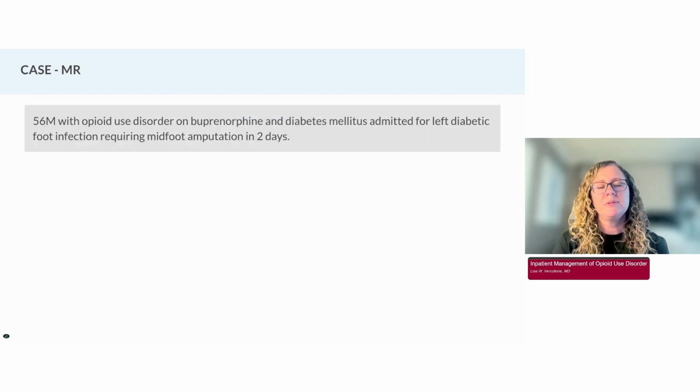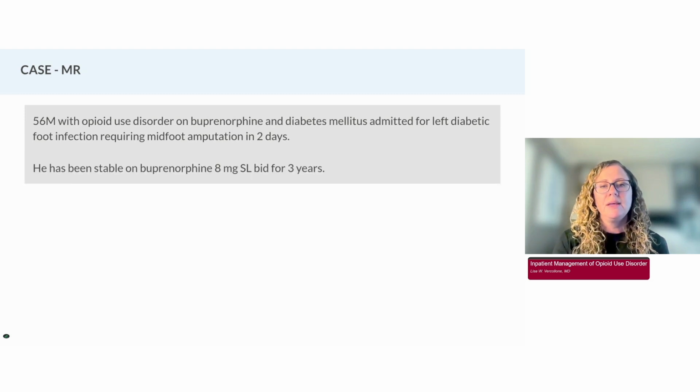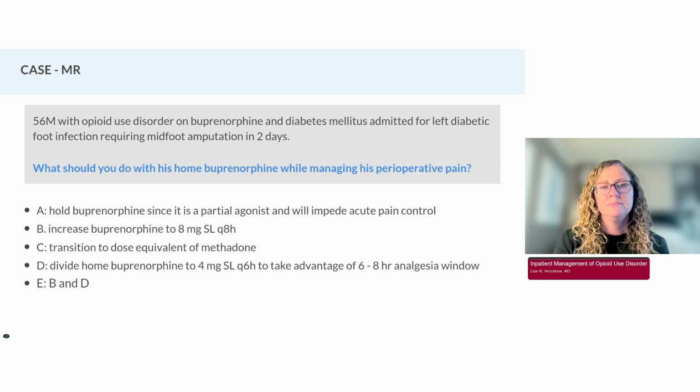Okay, so let's move on to another case. We have a 56-year-old man, opioid use disorder, on buprenorphine, has diabetes, admitted for a left diabetic foot infection, and is going to require amputation in a couple of days. He's been stable on buprenorphine, 8 milligrams sublingual BID for the past 3 years. So what should we do with his home buprenorphine while managing his perioperative pain?